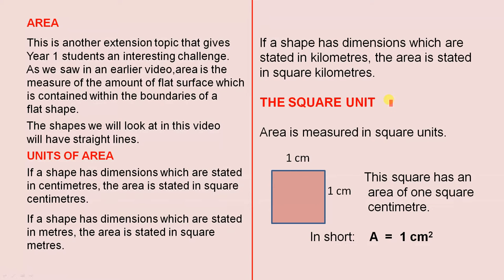So let's look at the idea of the square unit. Area is measured in square units. This square has an area of 1 square centimetre. Now the unit is the centimetre, so that's why the area is 1 square centimetre. It is basically a square where the length of each side is 1 centimetre. So in short, the area is 1 square centimetre. We can write the cm with a little 2 there, and that's a short way of writing 1 square centimetre.